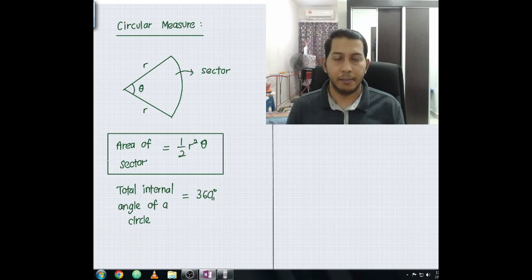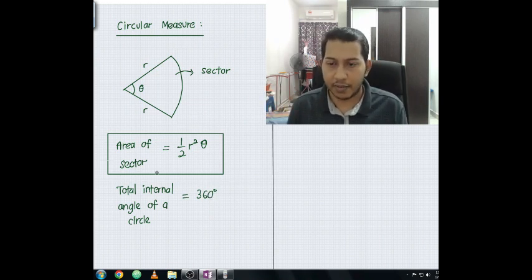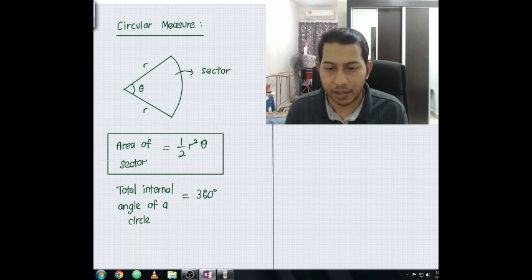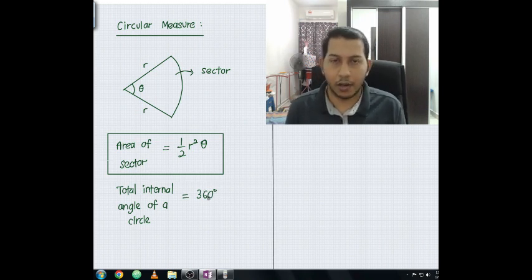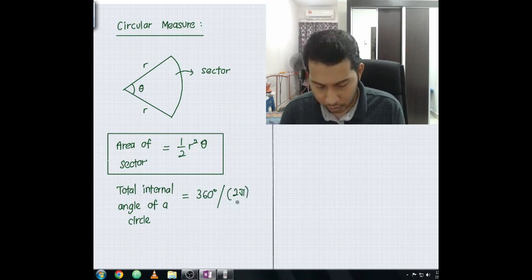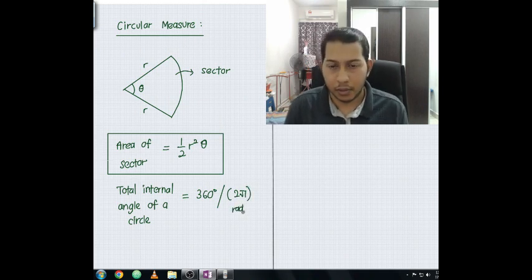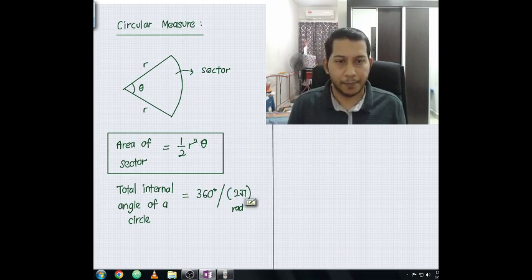In this case it is 360 degree. But since we are dealing with circular measure and we are going to apply the area of sector formula, we can't just write 360 degree. So we need to convert this into radian form. If you convert this into radian form, it will be 2 pi radian. We're going to apply this angle into the area of sector formula.